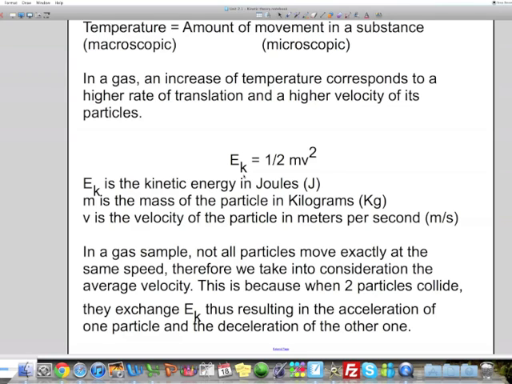Okay, so this here, microscopic, sorry, we can see only with a microscope, which is the movement of the particles, but we can measure that in terms of temperature.